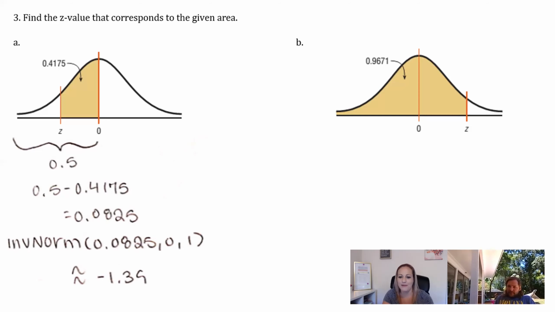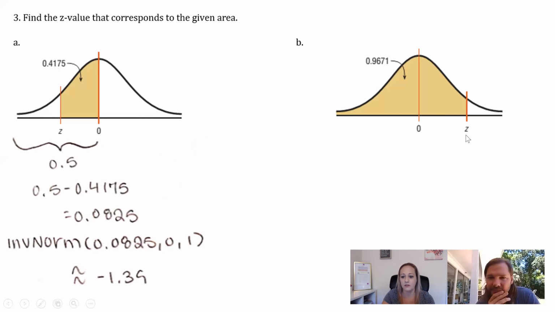Okay, and then how about part B? Part B looks easy to me. Am I missing something? No, just do inverse norm of 0.9671, 0, 1. Well, why do we just get to jump to inverse norm? Why don't we have to do something with a 1 or something with a 0.5? Because that's the area to the left of that one value, I guess.